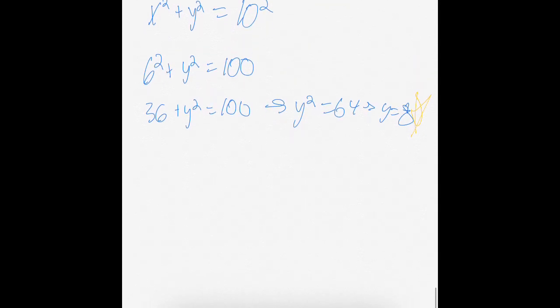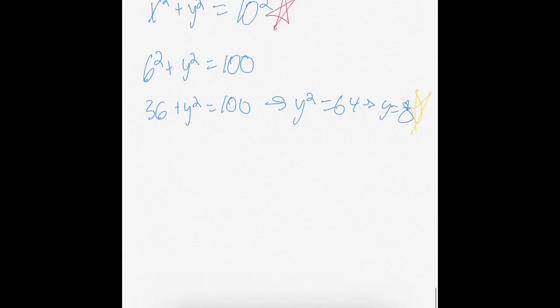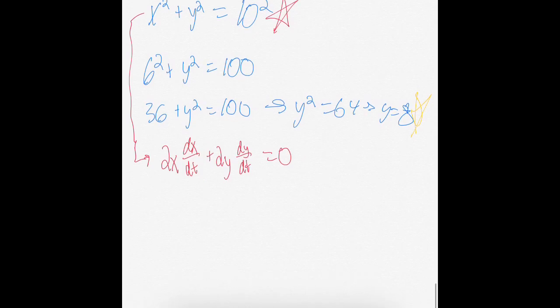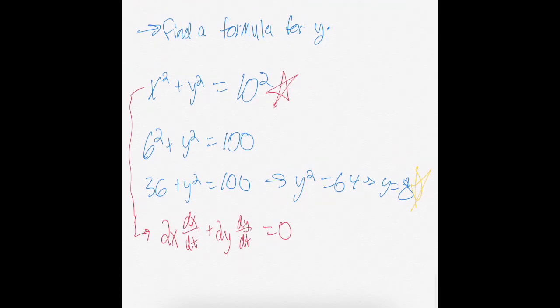So that's not really our final answer, so let's not circle that. But we do have that y equals 8 when x equals 6. And we now can see that we have a formula for the change. We can use x squared plus y squared equals 10 squared to derive a formula for the rate of change of y. So I'm going to take the derivative of both sides with respect to t, and I'm going to get 2x dx/dt plus 2y dy/dt equals 0.